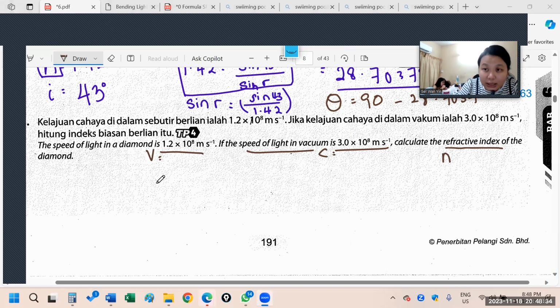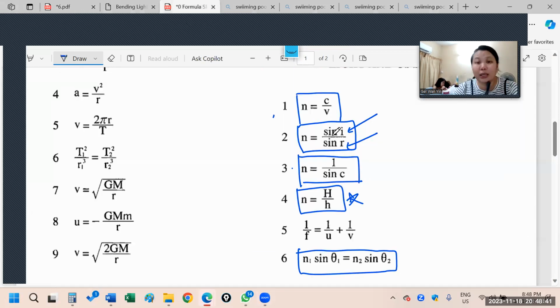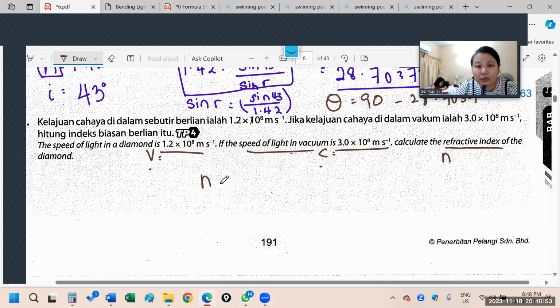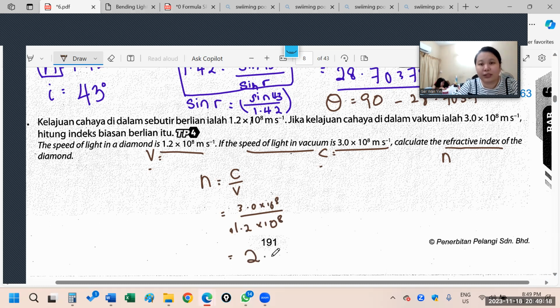Thank you, Shen. Yeah, so see, we got v, we got c, so use the formula. If you're not sure, check back. Sometimes we might misplace c and v, c over v. So let's write the formula. n equals c over v. c is 3.0 times 10 to the 8 divided by 1.2 times 10 to the 8. So the answer is 2.5.